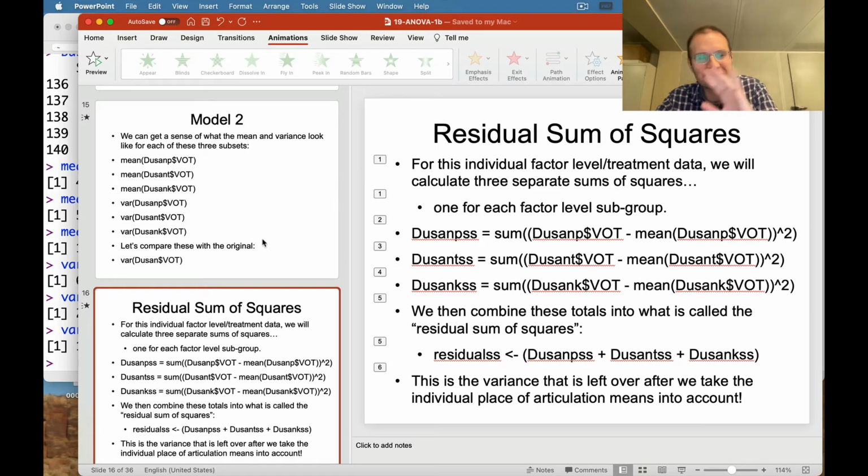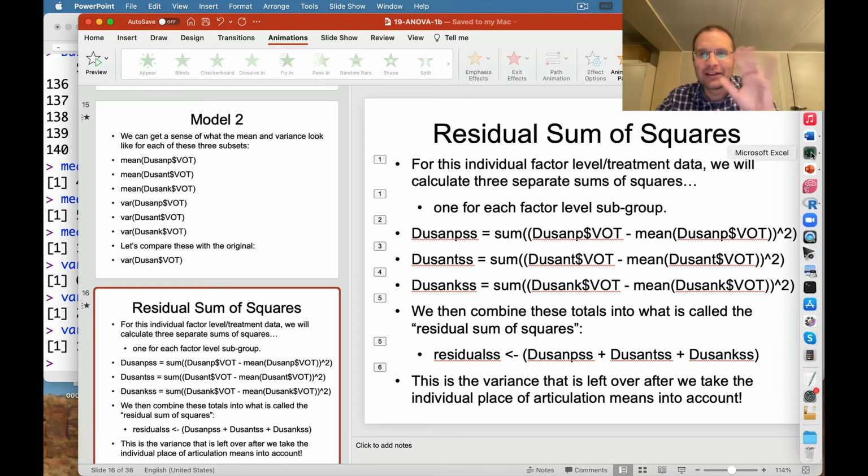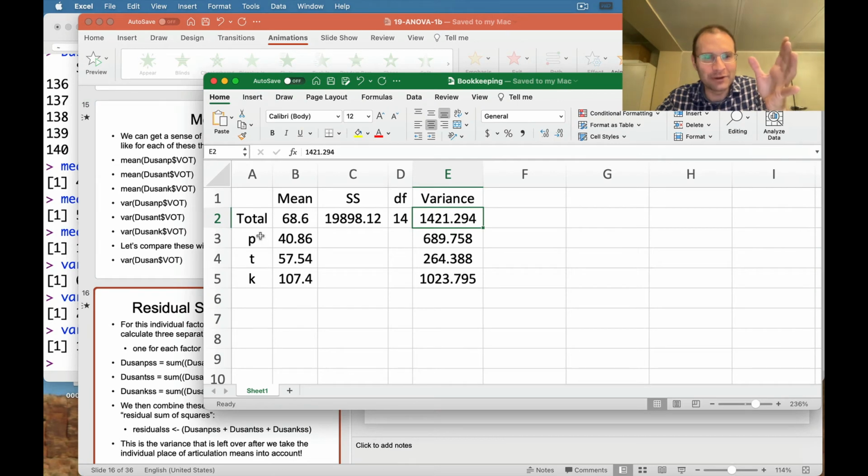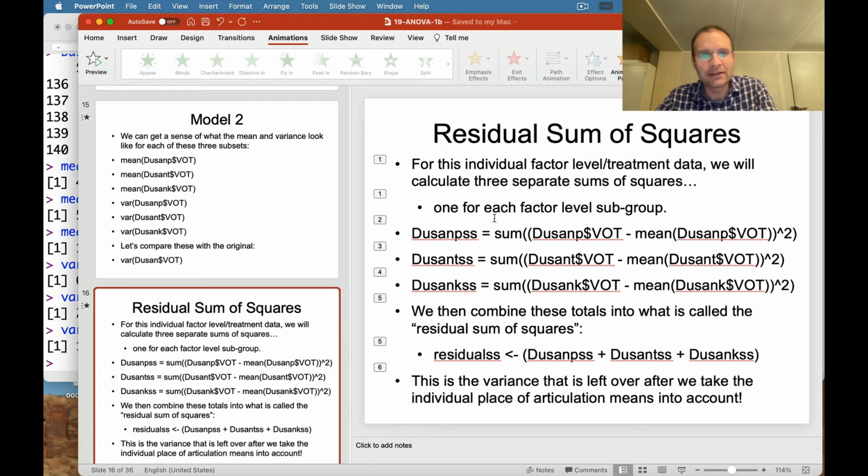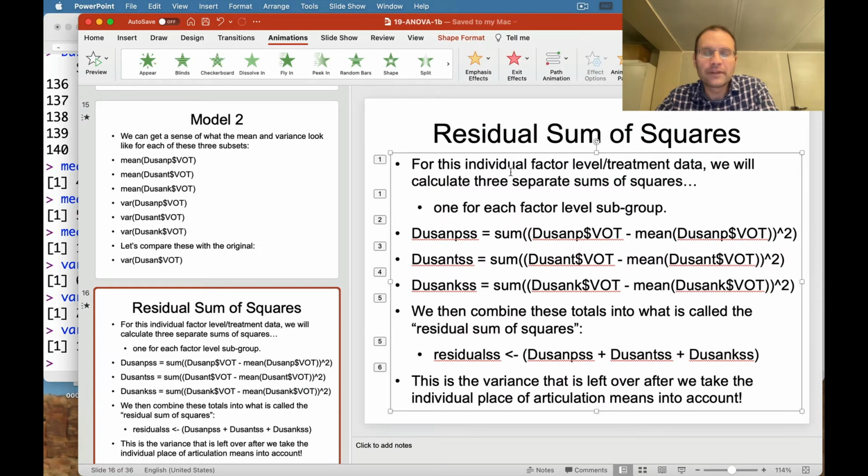That's just what we get from splitting up the whole data set into three places of articulation. But now we want to split up the variance into what we can predict and what we can't predict. So for this individual factor level treatment data, we will calculate three separate sums of squares, one for each factor level subgroup. So I'm going to do this in R again as well.